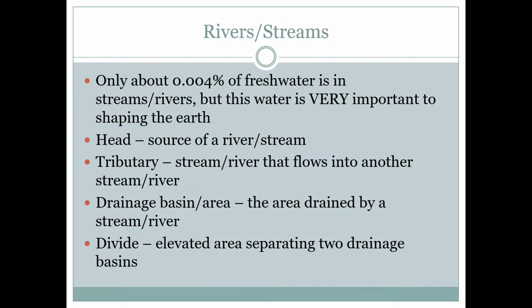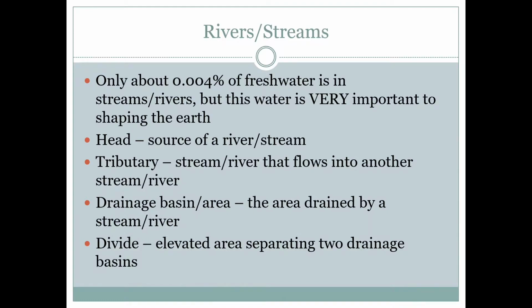Let's talk about rivers and streams for a minute. As we said, it's only a fraction, right? Only about 0.004%. So that's small. 0.004% of freshwater is in streams or rivers. But this water obviously is very important to us, so we want to talk about it.